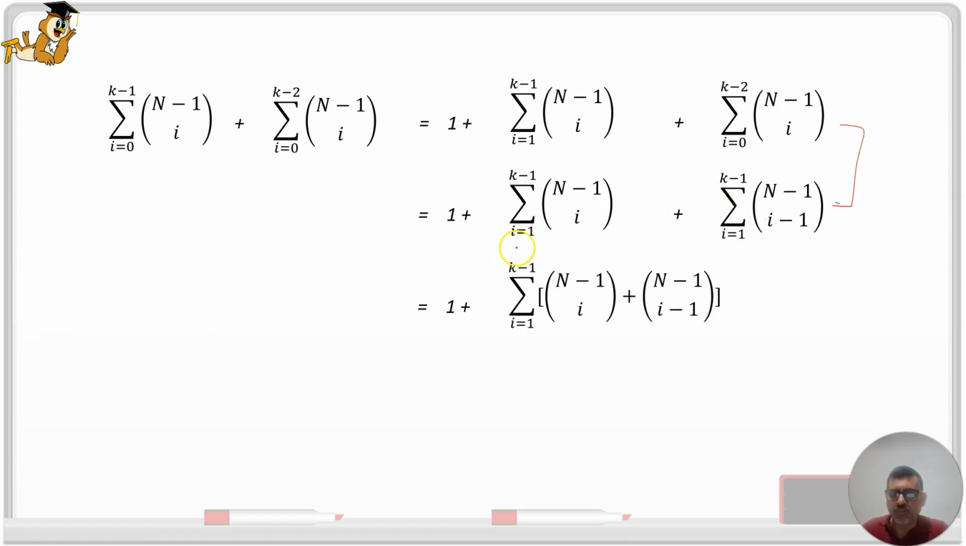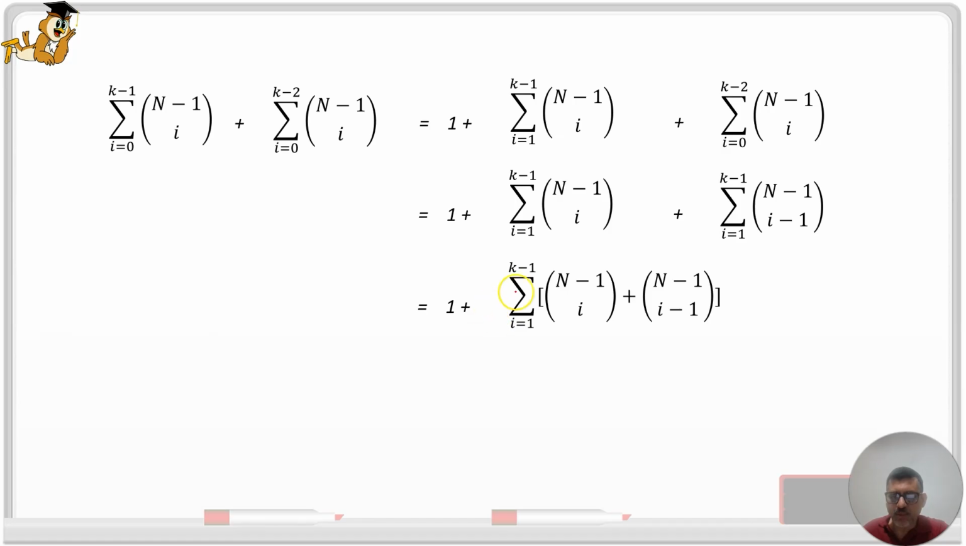Now, since both of these summations go from i equal to 1 to k minus 1, I can actually group these two terms. So I'm taking the summation outside and grouping these two terms. This term is this and this term is this. And I've just taken the summation out because both summations go from i equal to 1 to k minus 1.